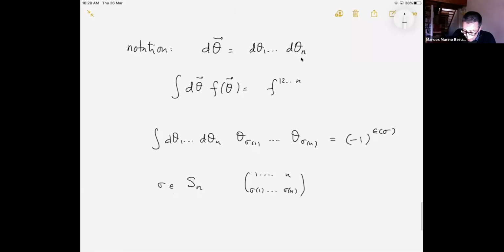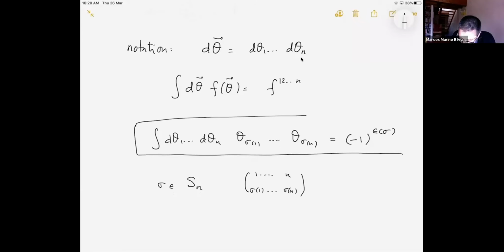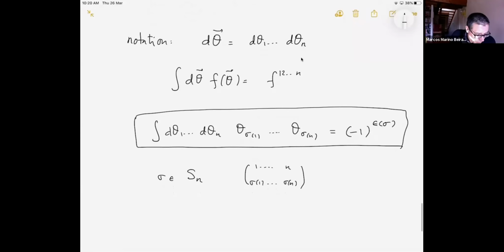So this formula is very simple, but it's very useful, and this will be essentially the only non-trivial formula that you need in order to do actual calculations of Berezin integrals. Okay, very good.